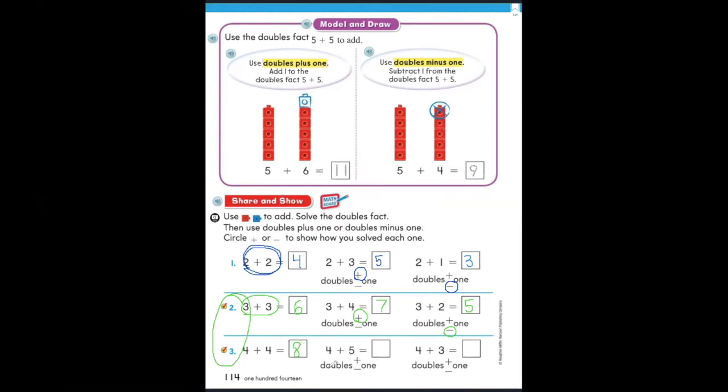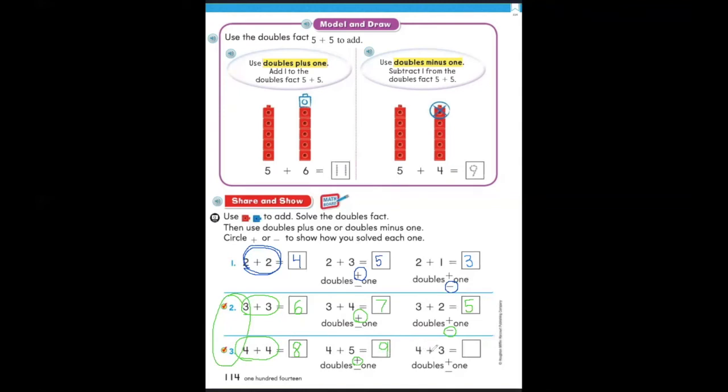The second part of our problem says 4 plus 5 equals a sum. Since 5 is 1 more than 4, then we need to use doubles plus 1, because 5 is 1 more. 4 plus 5 is the same as solving 4 plus 4 plus 1 more. That means 4 plus 5 equals 9.